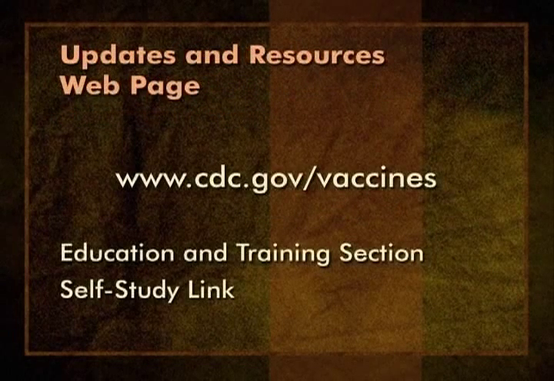Throughout this program, we've mentioned additional immunization resources available to you on the Updates and Resources webpage. The address is www.cdc.gov/vaccines. Click on Education and Training, then the Self-Study link. Choose this program from the list to find all the materials we've discussed during this program. We want you to have the most current immunization information at your fingertips. An easy way to do this is to have the information available on your computer.